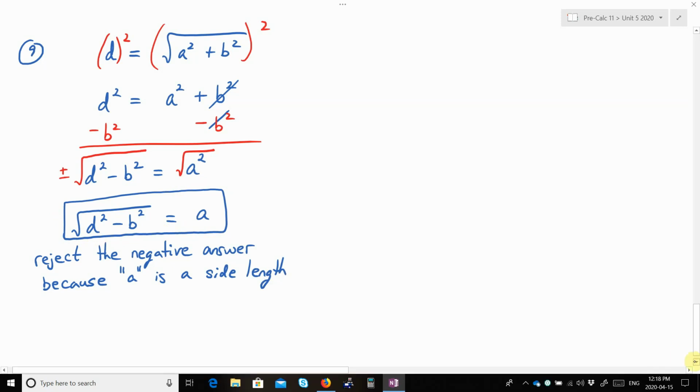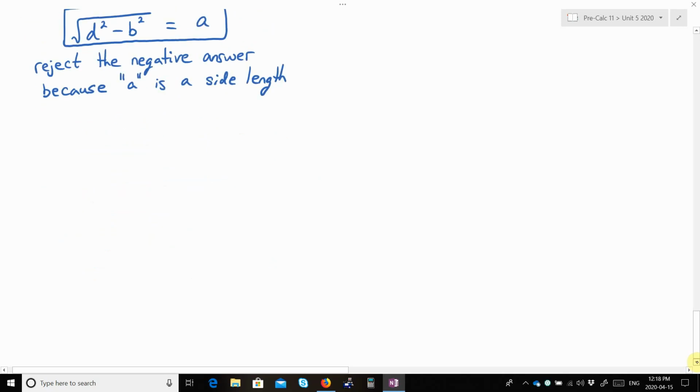All right, so that was number 9. Next on the list is 14. A, and we'll do part 1. It says solve the square root of 2x plus 4 equals the square root of x plus 7.